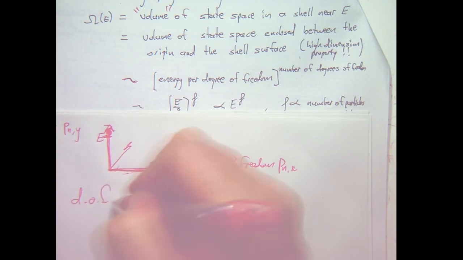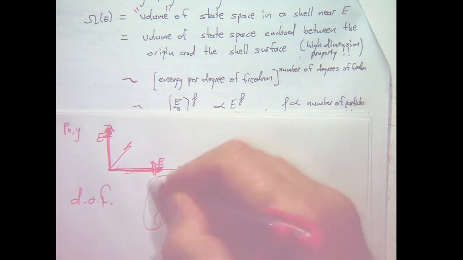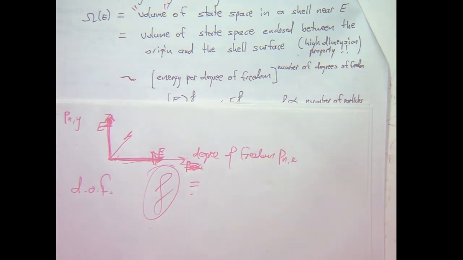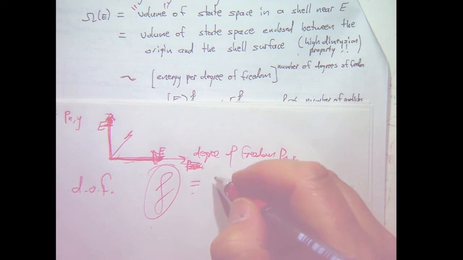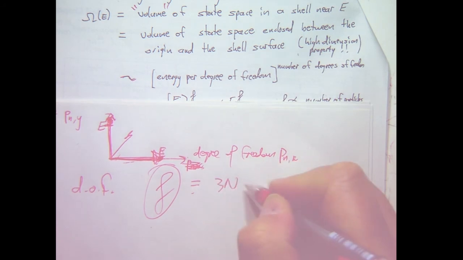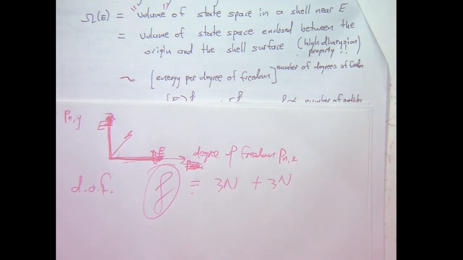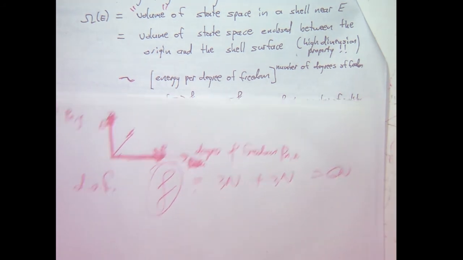And there are F degrees of freedom. If you have n particles in three-dimensional space, then you have x, y, z for each particle. So that's 3n spatial degrees of freedom and 3n momentum degrees of freedom. So that's 6n altogether. Of course that's a huge number. So this is n particles in 3 dimensions.